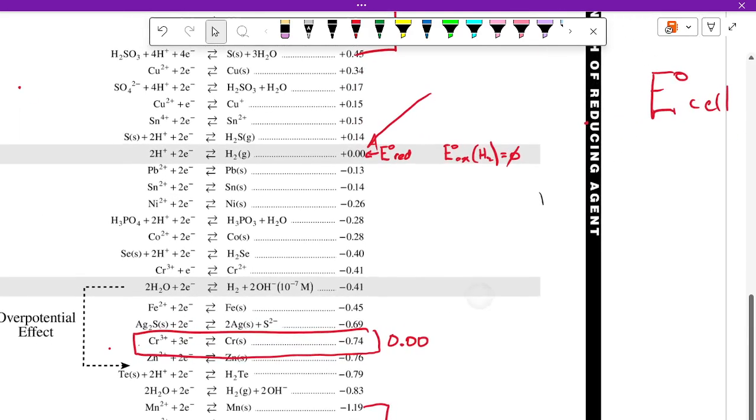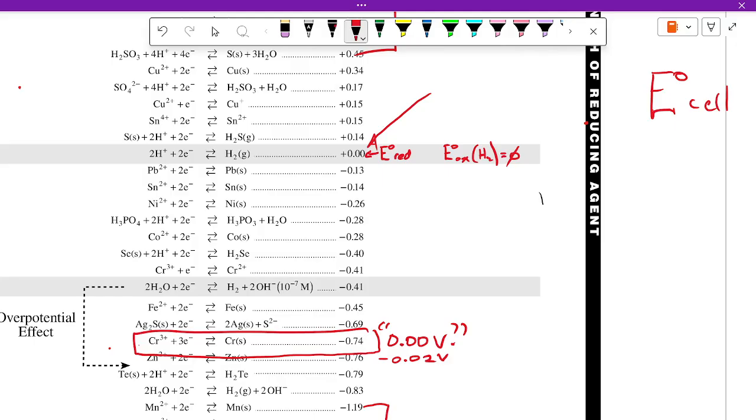So if I had set chromium to 0 volts, I'm going to put it in quotes because it's not, what would the potential of the standard hydrogen electrode be? Positive 0.74. So if you're ever asked a question like that, you just recalibrate it to 0 and you say, okay, if this is 0, then the one below it would be negative 0.02 volts, and you just have to do a little math on that. Does that make sense?